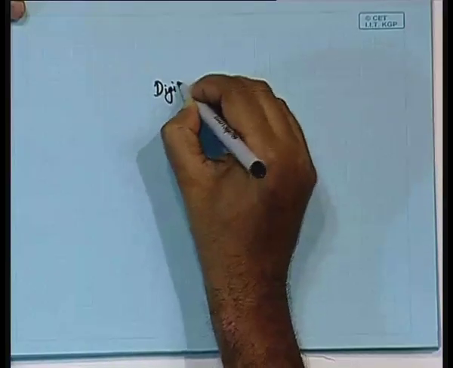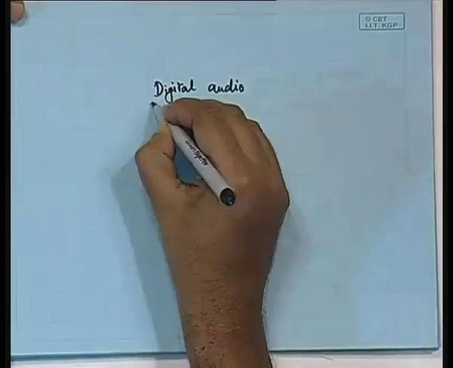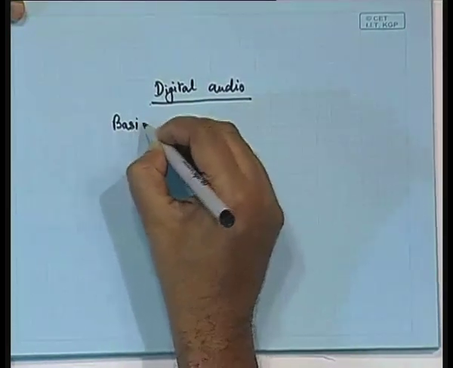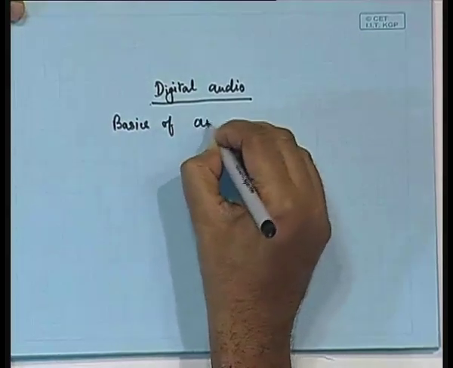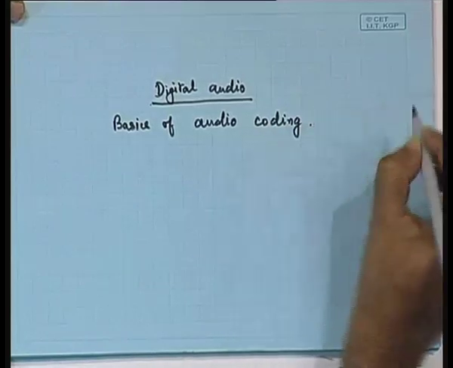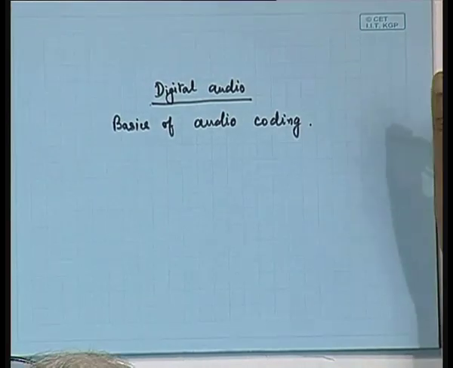Should we start with a new topic, and that is digital audio. In fact, what we are going to talk about in this is the basics of audio coding. Now, we have so far seen the coding and communication aspects of speech signals. We had seen it for images, and we have also seen it for video.